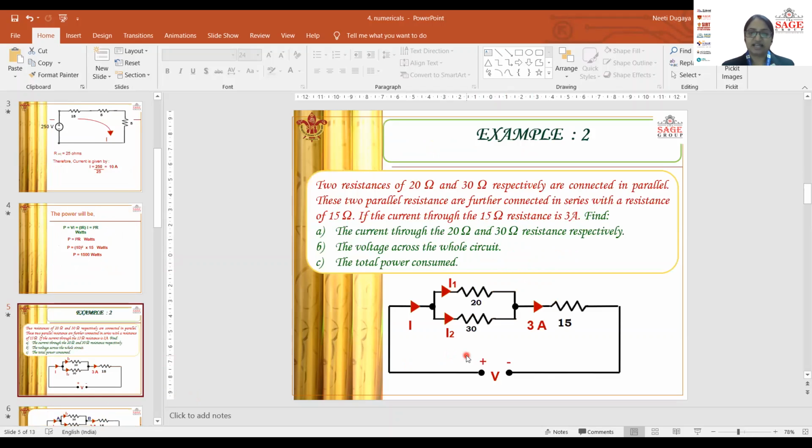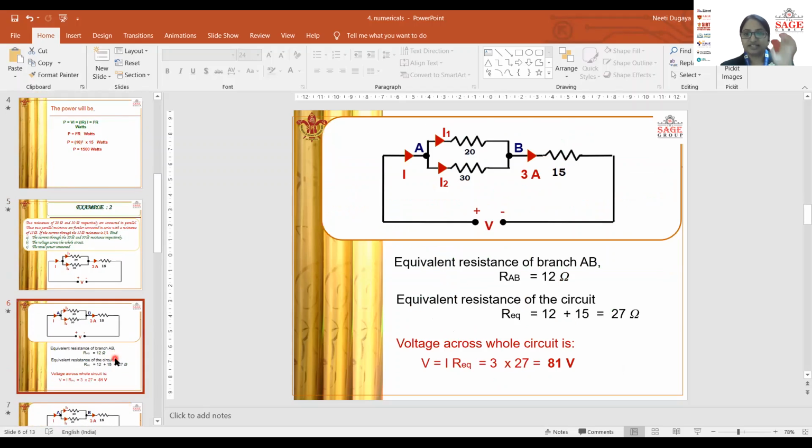In the second example, as it has been written here, there are two resistances of 20 ohms and 30 ohms in parallel. As we can see in the diagram also, these two parallel resistances are further connected in series with this 15 ohm resistance. The current flowing through the 15 ohm resistance is 3 ampere, that has been given. What we need to find out are three things. First, find the current flowing through the 20 ohm resistance, that is I1, and the 30 ohm resistance, that is I2. Second, we need to calculate the voltage across the whole circuit, that is the unknown voltage shown here as V. And third, we need the total power consumed, right? We'll take up the questions simultaneously, side by side.